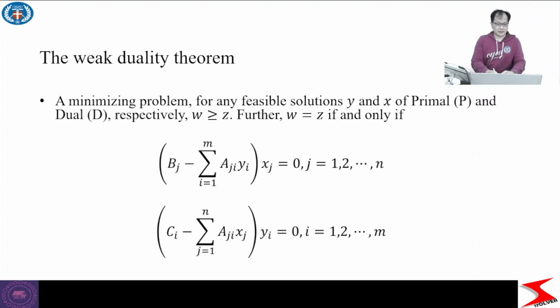We start from the weak duality theorem. For a minimizing problem, for any feasible solution y and x of the primal and the dual respectively, W is larger than or equal to z. Further, W equals z if and only if these two conditions hold.